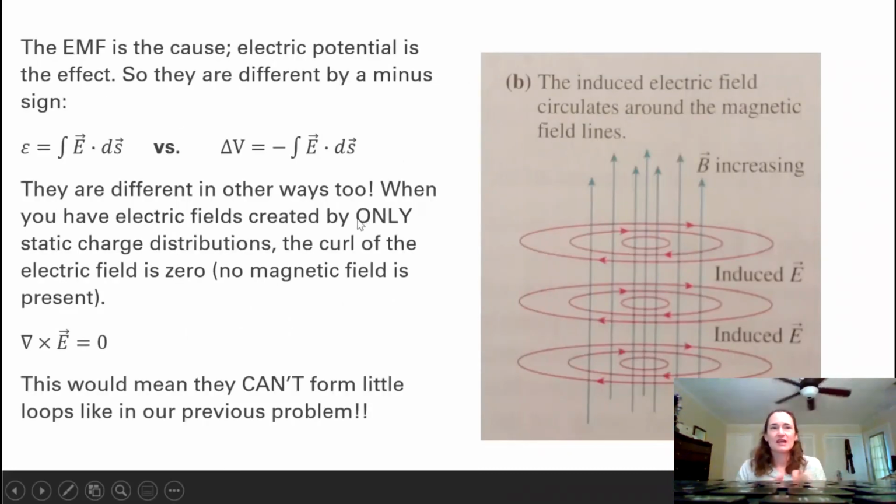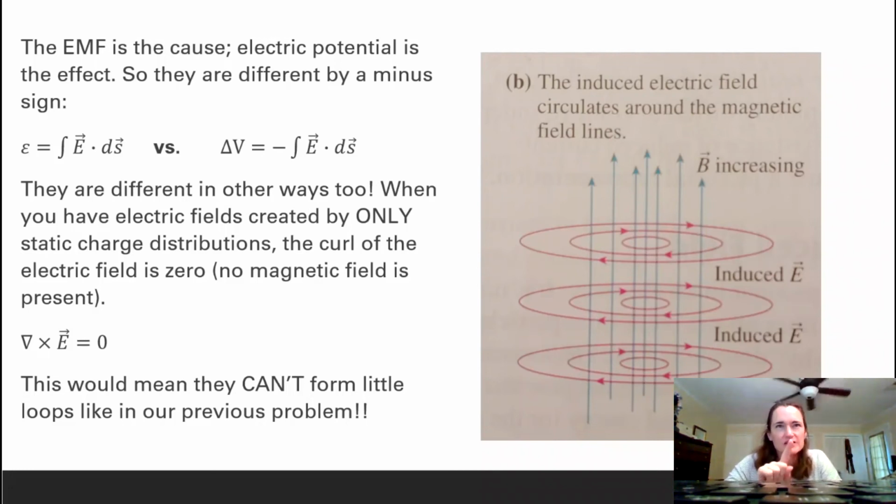Okay, so let's sum up and come to the end here. The electromotive force is the cause. The electric potential is the effect. So they're different via a minus sign. Our EMF is defined as the integral of E dot ds, and our potential difference is the negative integral of E dot ds. But I'd like to say one more thing about this.